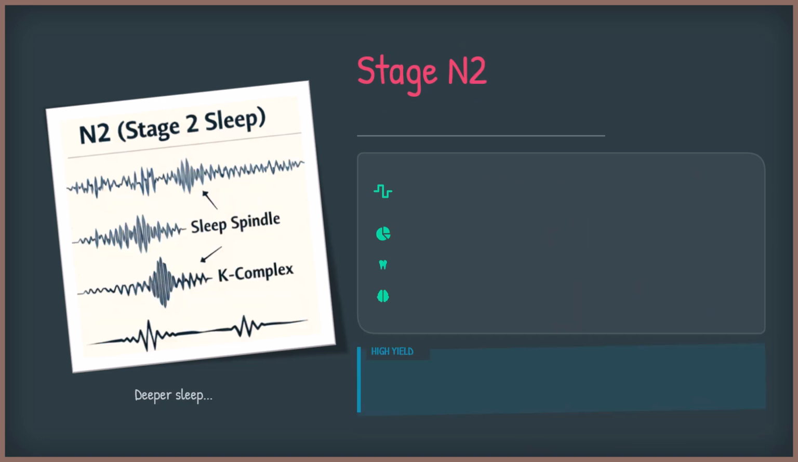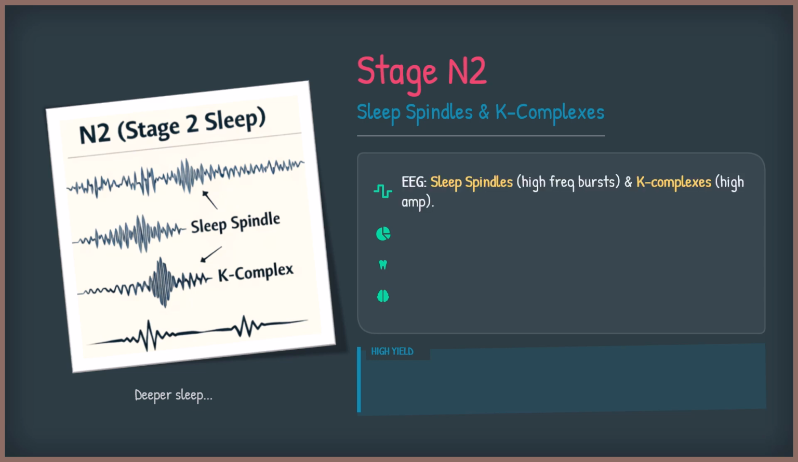Now we will transition into stage N2 of sleep. This is when you will see sleep spindles and K complexes. I personally think these are the easiest to recognize on the EEG. The sleep spindles are these high frequency bursts, and the K complexes have a high amplitude. These are going to look like bursts of diamond throughout the EEG. This is also the longest stage of sleep. It accounts for 45 to 55% of total sleep time.